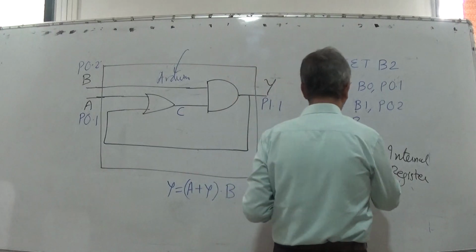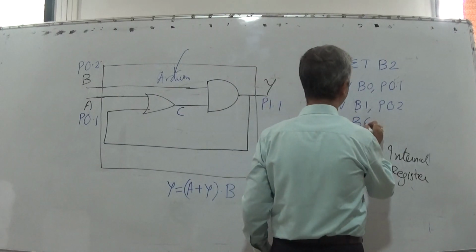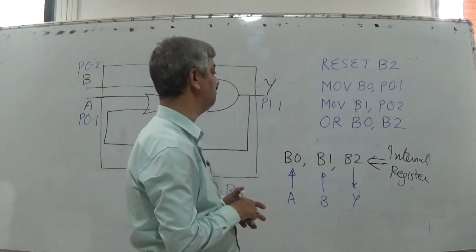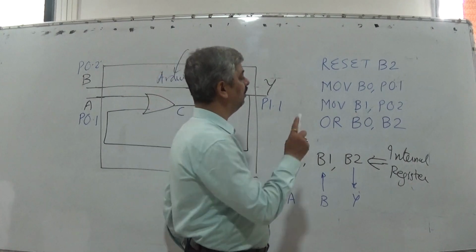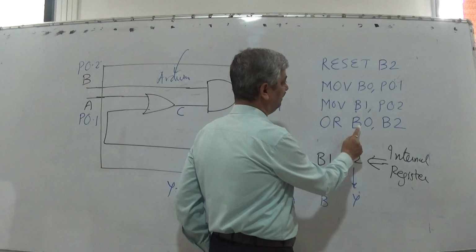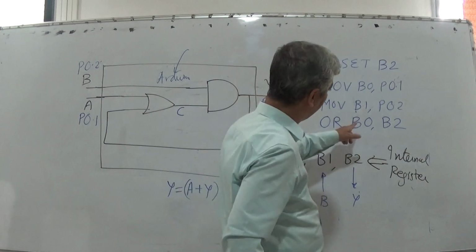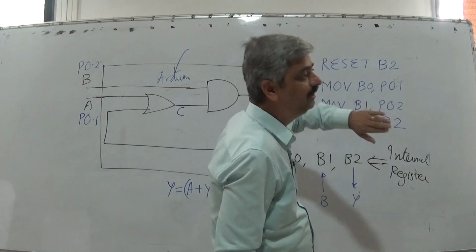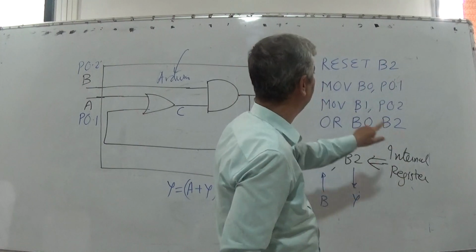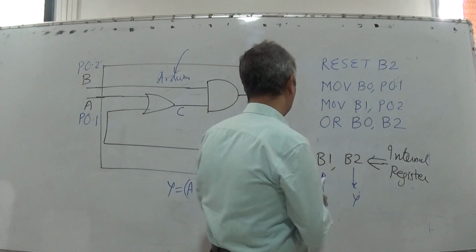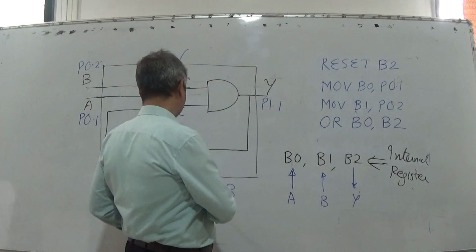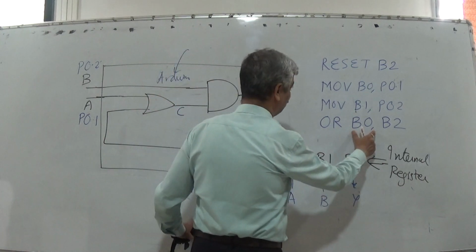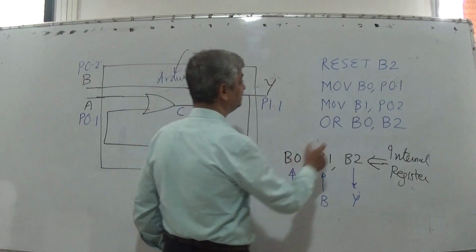So what can we have? OR B0 comma B2. What will that do? OR B0 comma B2 means that the internal variable B0 and internal variable B2 will undergo a logical ORing operation, and the result will be reflected in B0. Now we want this OR to be ANDed with B, that is B1. This OR is already available in B0. It is to be ANDed with B1.